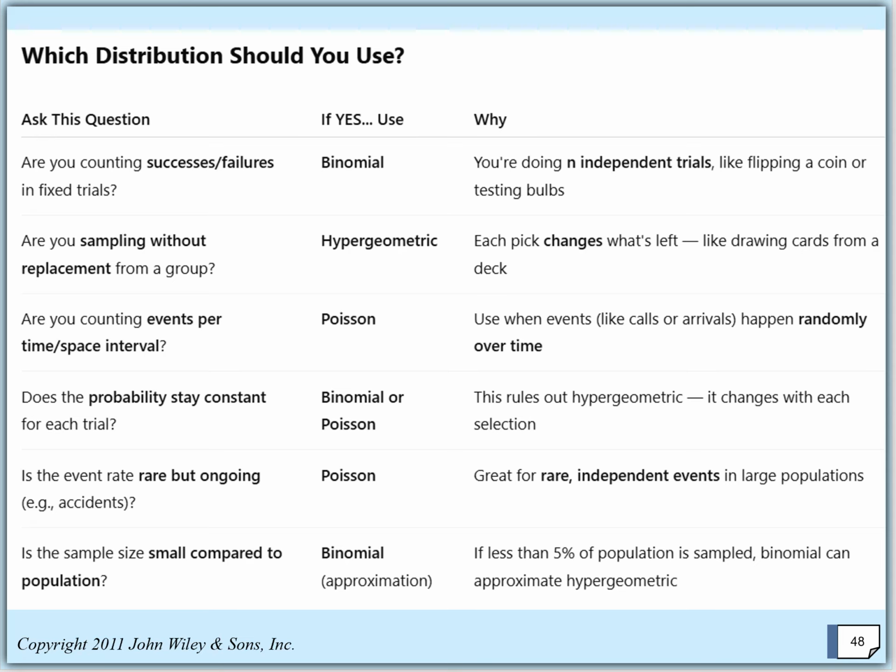Does the probability stay constant? Binomial or Poisson. Is the event rare but ongoing? Poisson distribution. Is the sample size small compared to the population? Binomial if it is with replacement. If less than 5% of the population is sampled, binomial can approximate hypergeometric, otherwise not.